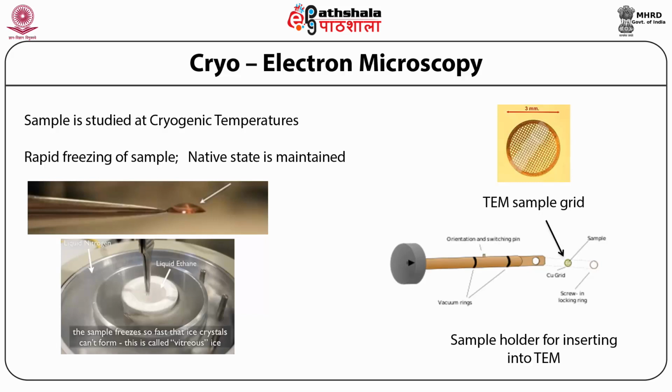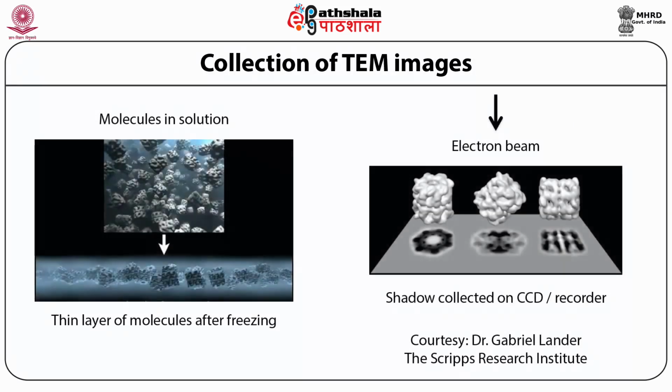On the right side I am showing you the sample holder, where you keep the grid with the protein sample, and this holder is inserted into the electron microscope. Once your sample is inserted, what's actually happening is, on the left side, molecules in solution are moving three-dimensionally, rotating, diffusing. Once you freeze on the grid, it becomes a layer of molecules, as shown at the bottom. Once these molecules are exposed to the beam, you get a shadow which is collected on the CCD or different recorders, something I've shown you at the bottom.